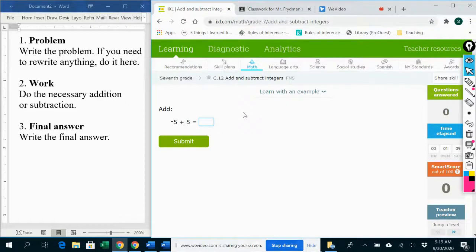Hi, everybody. Let's do IXL 7th grade C12, add and subtract integers. And I want everyone to do this in a particular way so that I know that you're not just typing all of these problems into a calculator. So you're going to have to follow these instructions, which I wrote over here and which I will follow myself as I make this video for you.